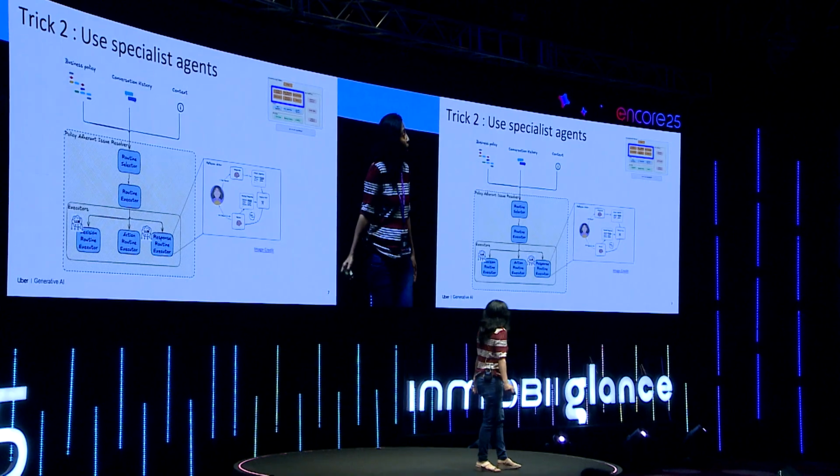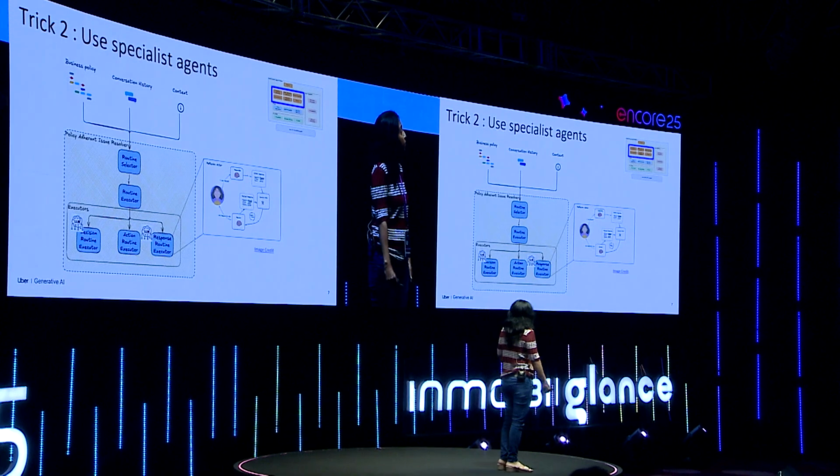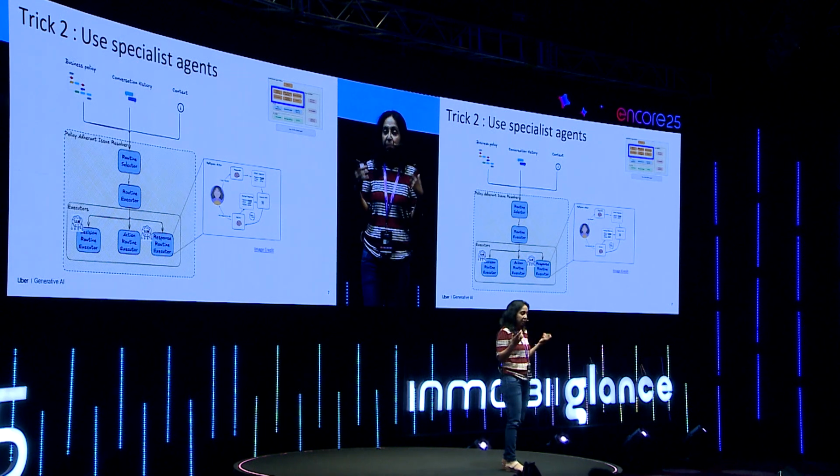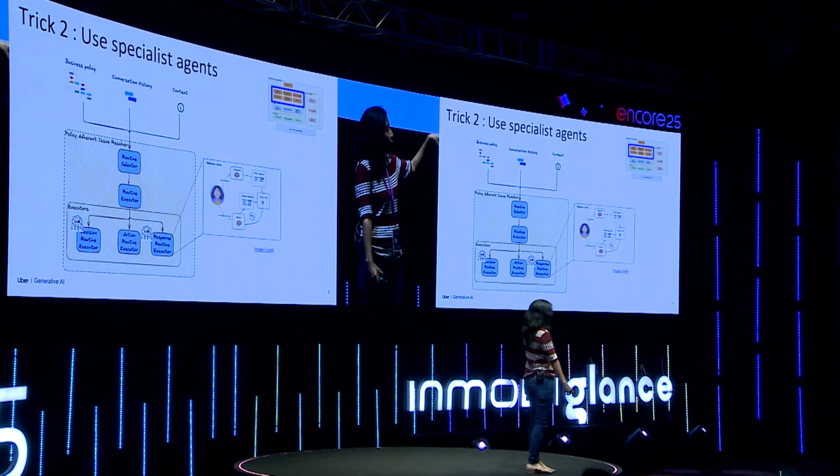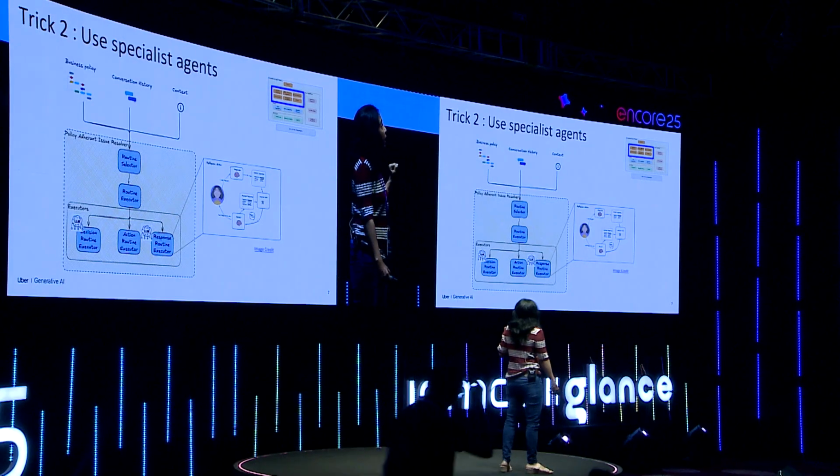So that's the planner. Now, after the planner, the second layer that we saw was this. We do have a bunch of what we call specialist agents. This is one of the examples of a specialist agent. It takes in a business policy, takes in the conversation history sent by the planner, takes in the context, whatever the planner has built, and sends it down to an agent.